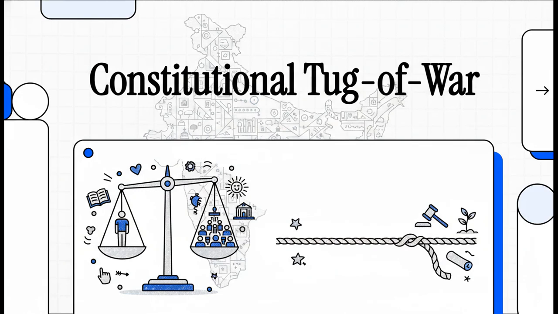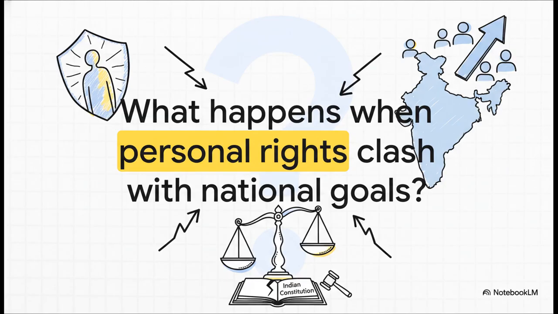Right at the heart of India's constitution, there's this incredible tug of war going on, and it's a fundamental conflict that pits your individual freedoms against the government's big goals for the entire country. In this explainer, we are going to dive right into that very tension. So let's just kick things off with a huge question. What happens when your personal rights clash with the nation's goals?